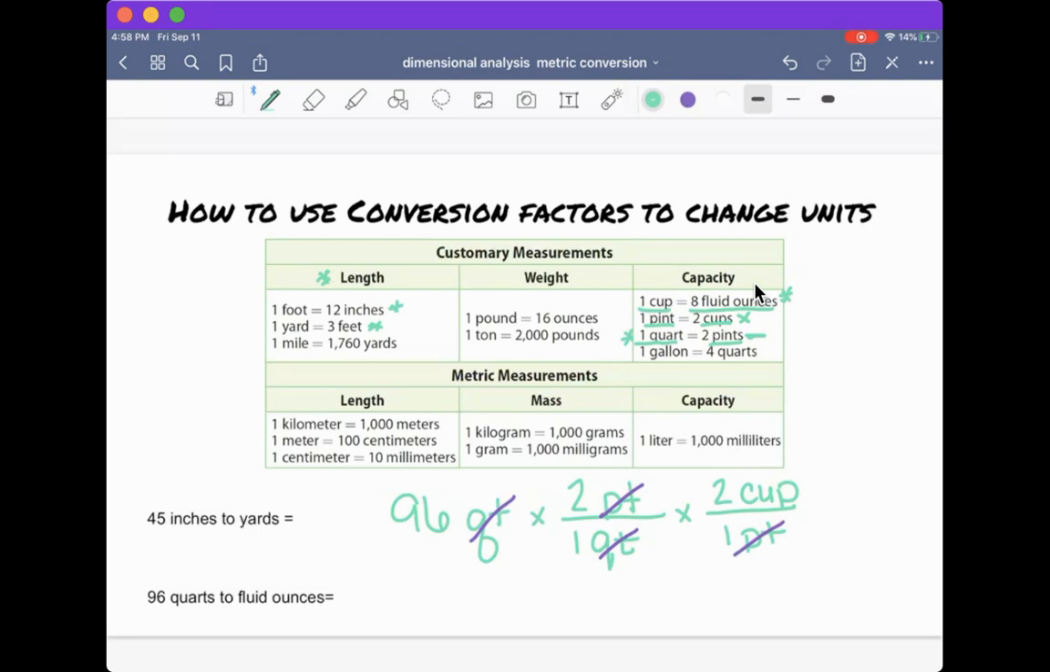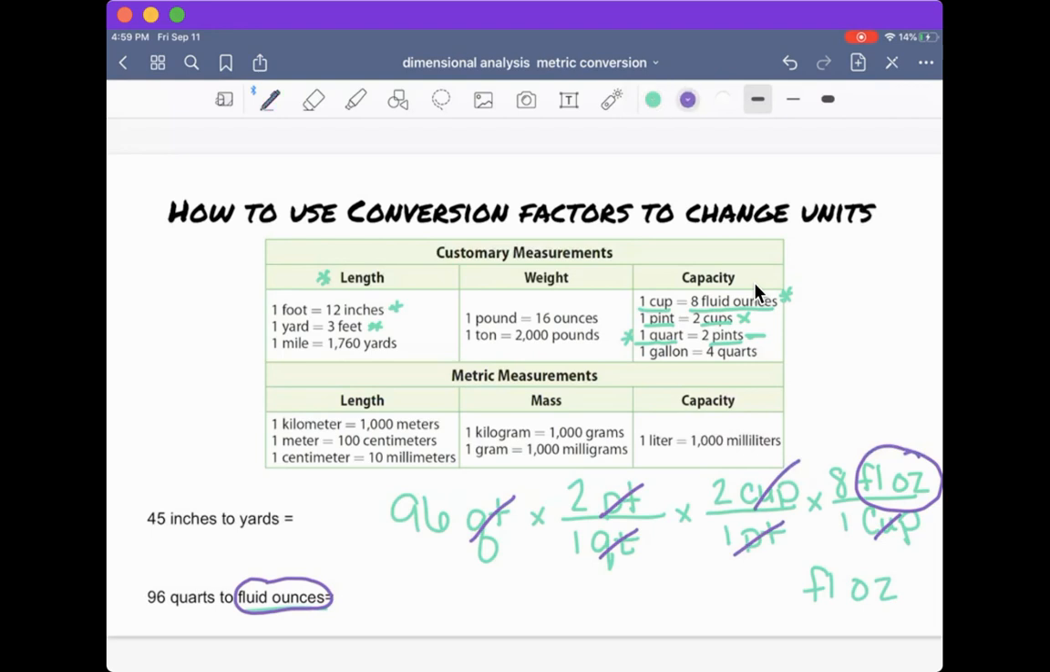Now that's my lone standing unit. If I were to stop here, I could see that the cup does not match the fluid ounces that I need to be in. So we've got to keep going. So I'm going to go ahead and set up another fraction, and I'm going to see here where I can go from cup into fluid ounces. So my cup will go on the bottom, and my fluid ounces will go here. So now cup cancels, and I'm left with the lone unit fluid ounces, which matches what it asked me to be in.